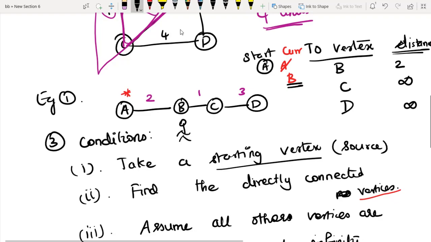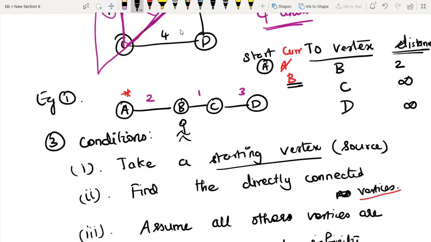So from C, only C is connected. So we are going to manipulate only the C value, because to B only C is directly connected. All the others must be infinity only. So I am going to manipulate the value of C. How am I manipulating? Let's check this method.